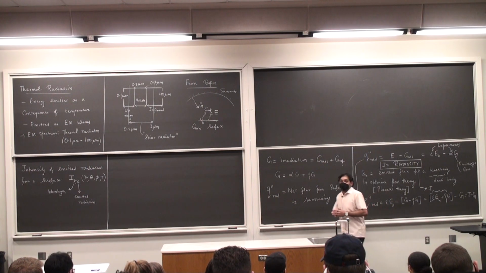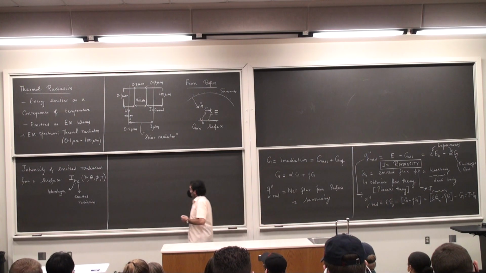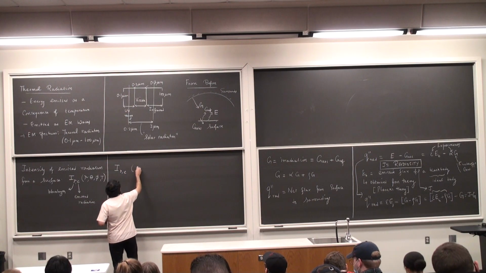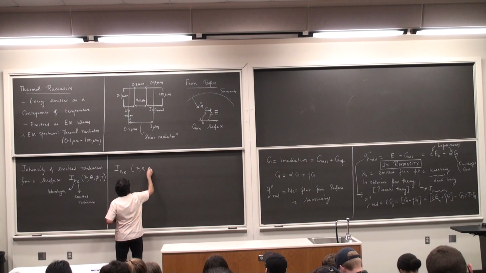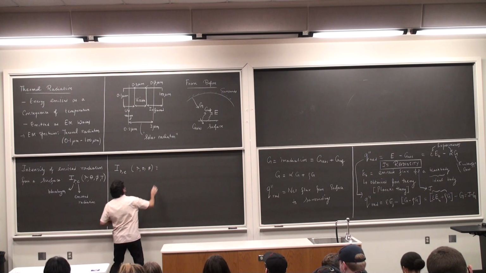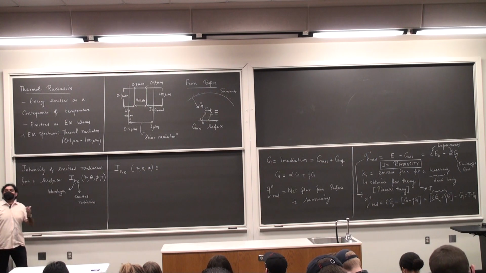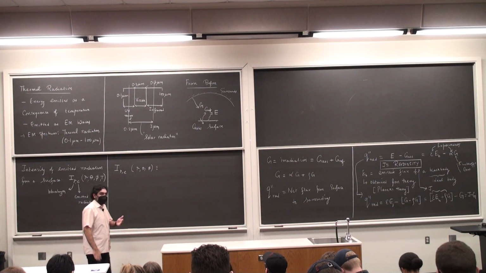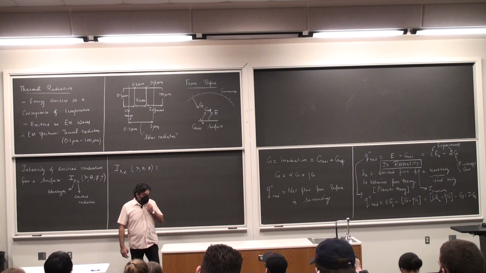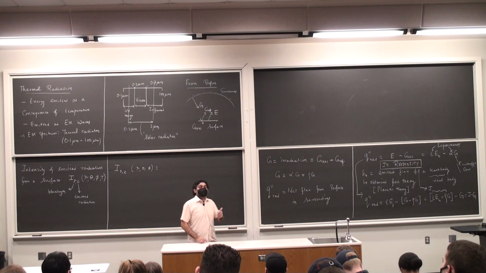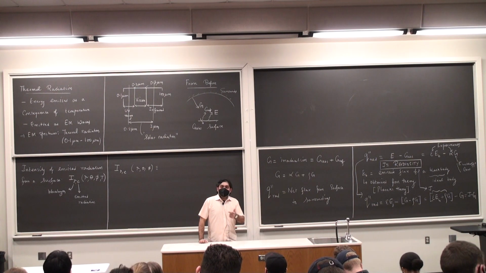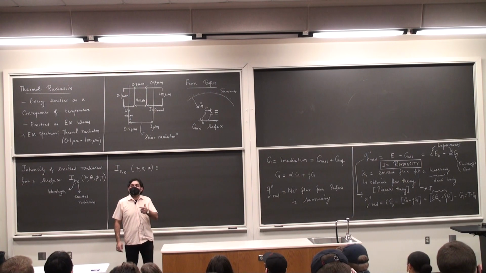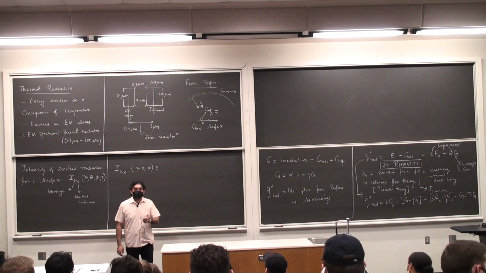So, what is the definition of this guy? I lambda comma e, lambda, theta, and phi, is defined as the rate of radiant energy over wavelength range, lambda and lambda plus d lambda, per unit solid angle, per unit normal of the emitting area along the specified direction. This is a lot of words.